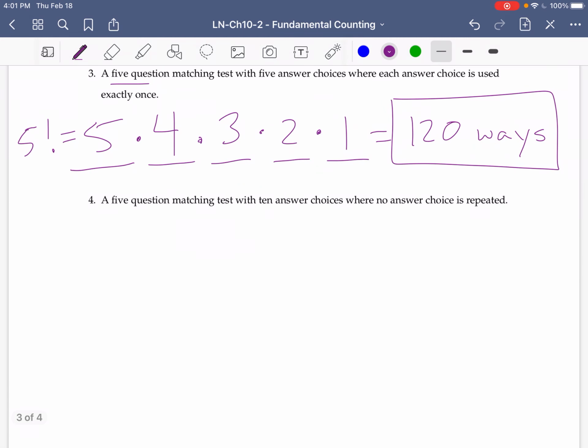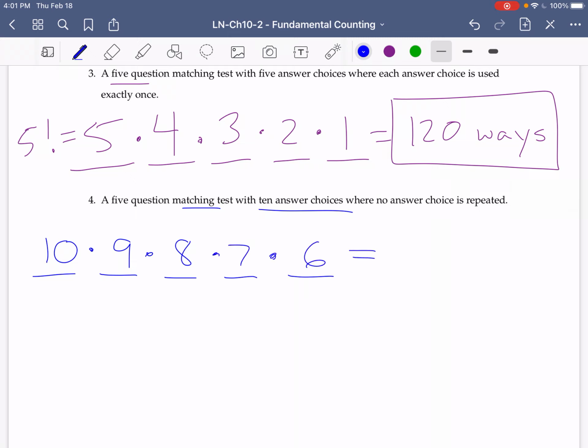What if we still have this 5-question matching test, but this time there are 10 different answer choices. So we're still only going to make 5 decisions. For our first decision, we have 10 options. For the second decision, we have 9, and then 8, and then 7, and then 6. Right. And so, if we multiply these out, we end up with 30,240 ways.